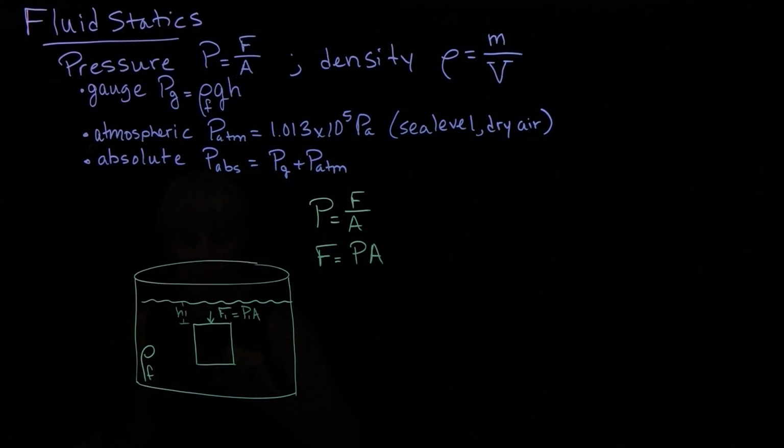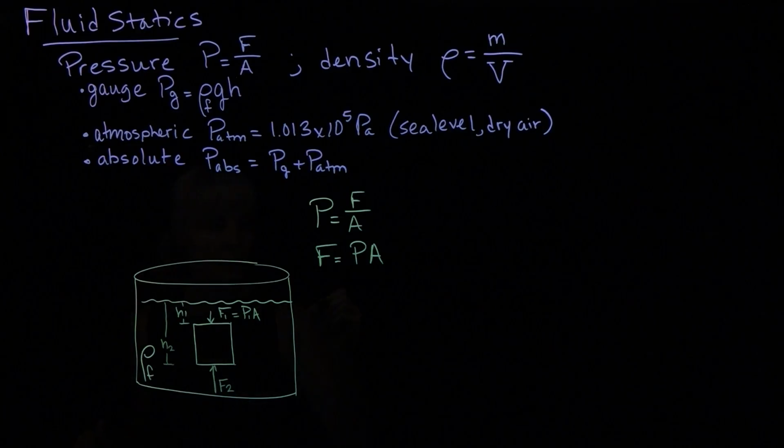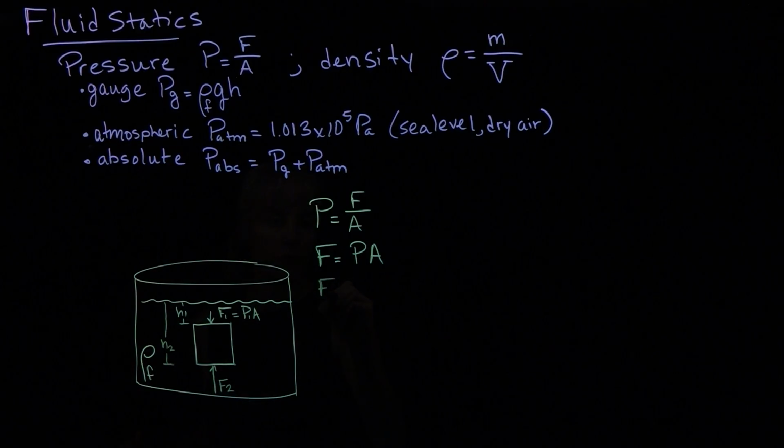In addition, there's a force on the bottom of the object, and that force on the bottom of the object we'll call F2, and it's going to be at a depth H2 from the surface. So you can see that the pressure on the top is going to be smaller than the pressure on the bottom.